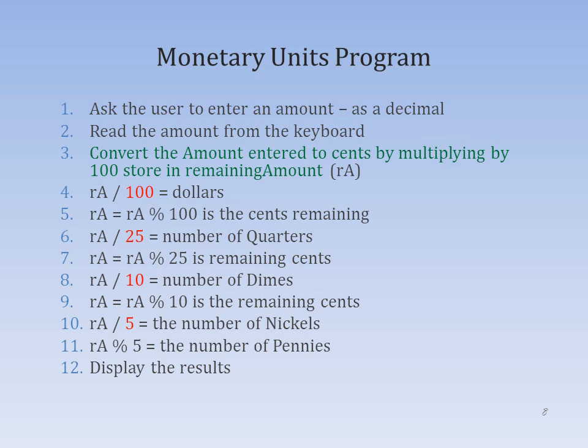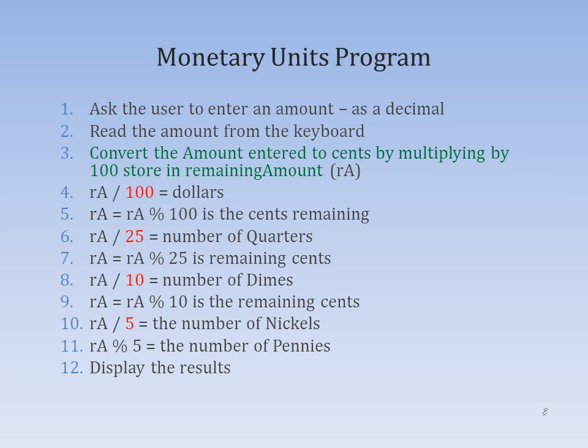The key point here is that after the user has entered a value on the keyboard, we want to convert that to cents. So we'll simply multiply by 100. So whatever dollar amount the user enters, we convert to cents. And then as we go down through steps 4, 5, 6, etc., we have a repeating pattern. In order to determine how many dollars we have, I use RA as an abbreviation for remaining amount. We have 100 cents in a dollar.